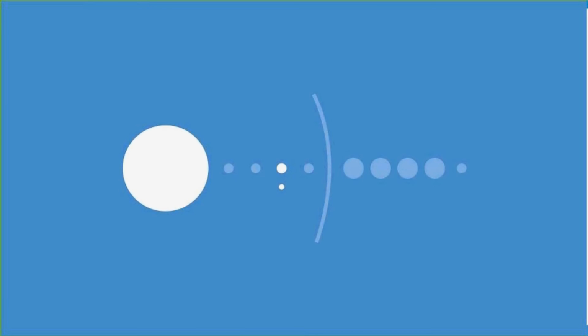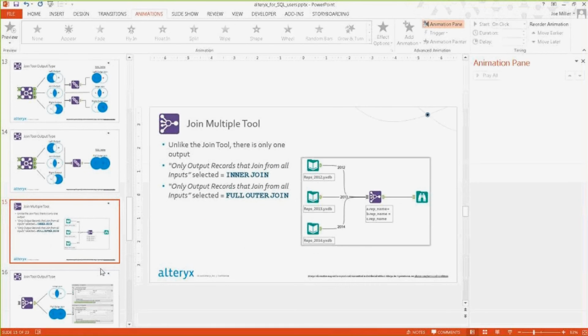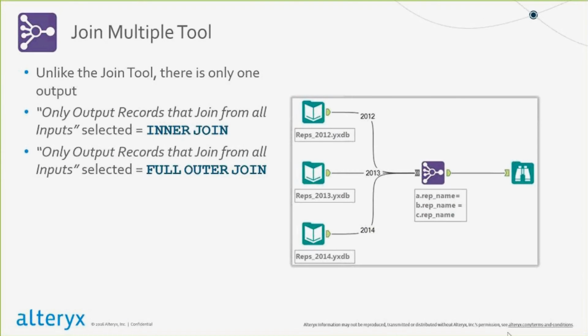Now, a few other callouts that I'll make in terms of working with your designer is another consideration for a different join tool that you may have come across if you hadn't already, and that's the join multiple tool. The join multiple tool essentially allows you to drag multiple data sets into one join multiple tool versus the other join tool which only allowed a left and a right.